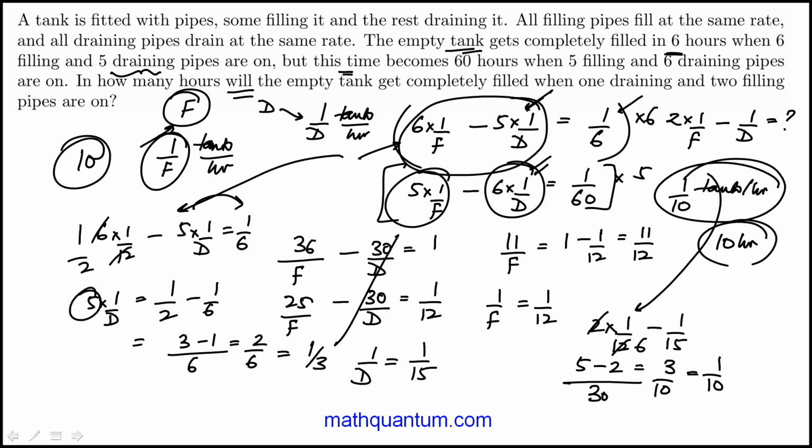So in these types of questions, just make sure that you're comfortable with setting it up. I mean, you could do it as rate as well. 6 times RF minus 5 times RD. It would be a linear equation, but it's really the same. It's linear in 1 over F. So it's just a matter of personal preference how you like to visualize these work rate questions.